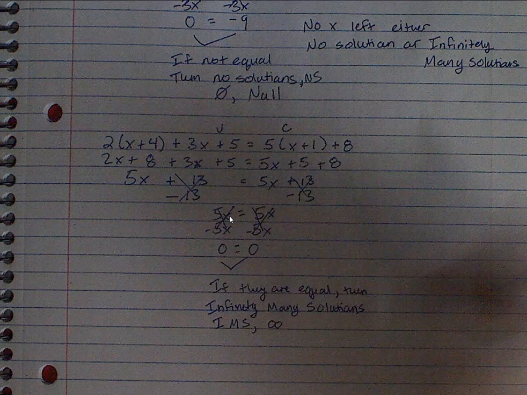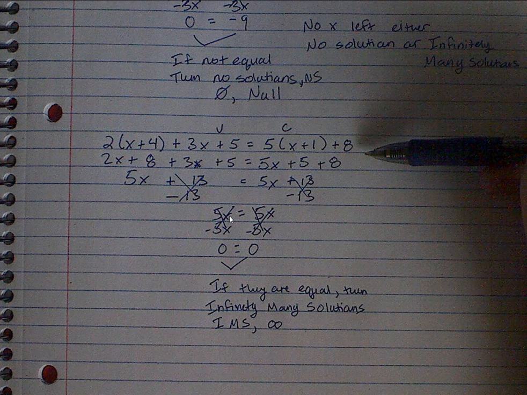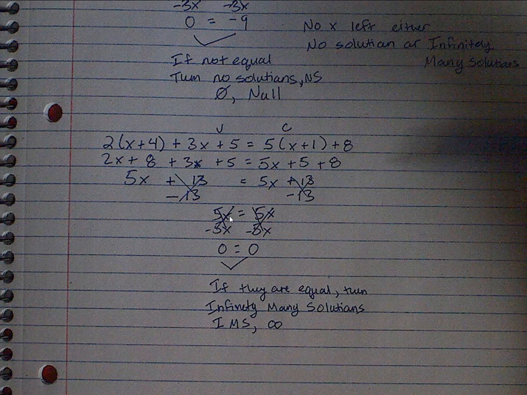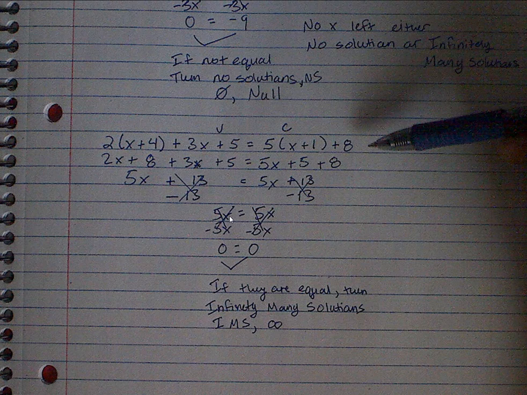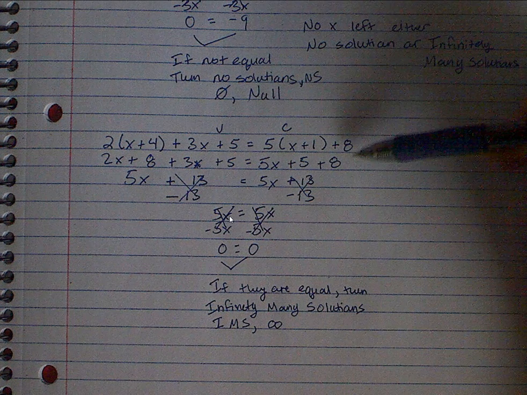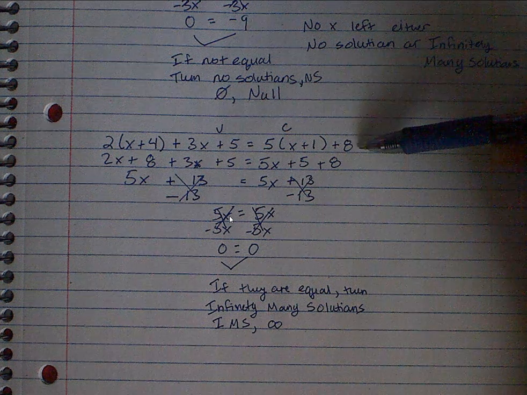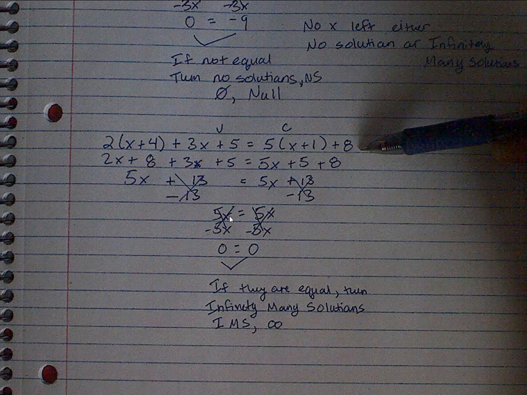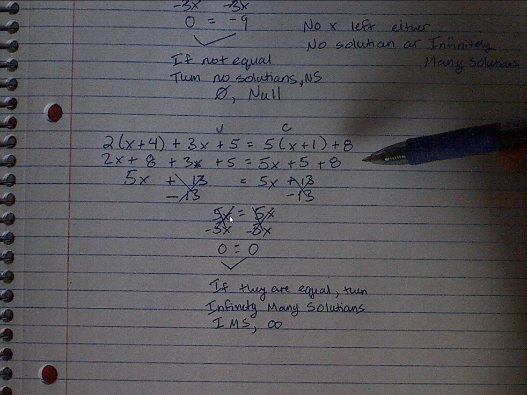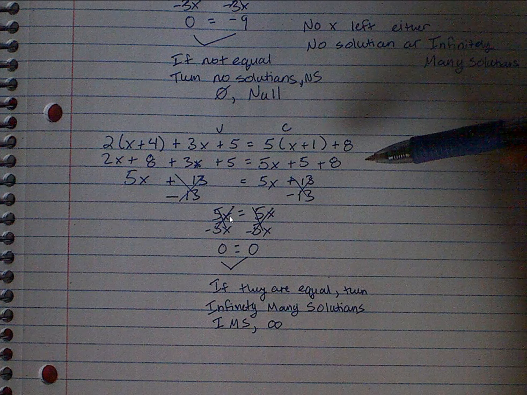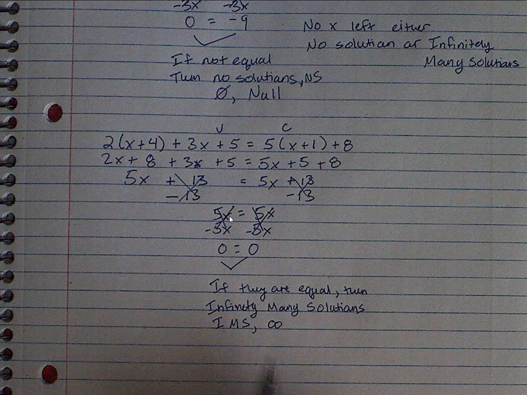So no matter what number I put in, if I put negative a billion in here, no matter what number I put in here, it's always going to balance on both sides. So no matter what number I put in here, it balances on both sides. It's going to balance on both sides no matter what. And so it's infinitely many solutions. That's why we use this little infinity symbol here.